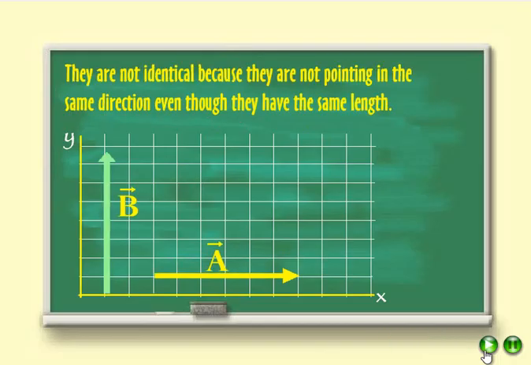These vectors are not identical. They are neither the same length nor the same direction.